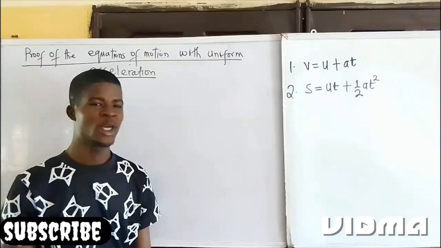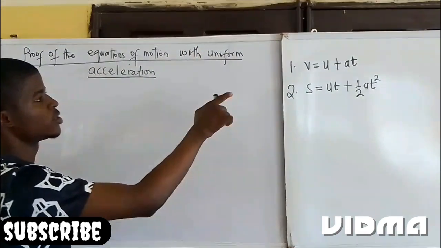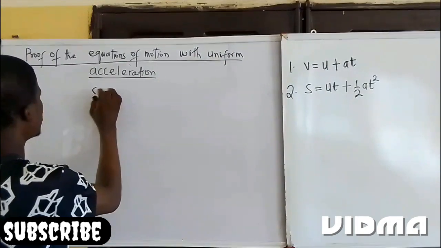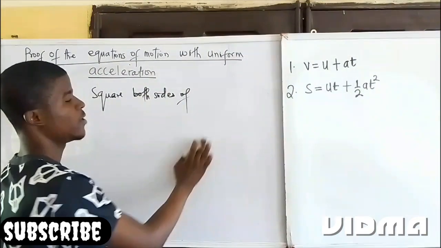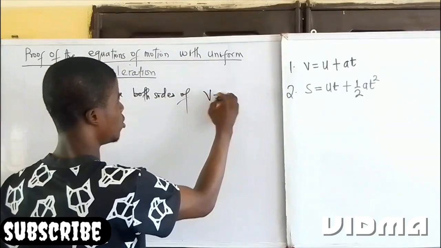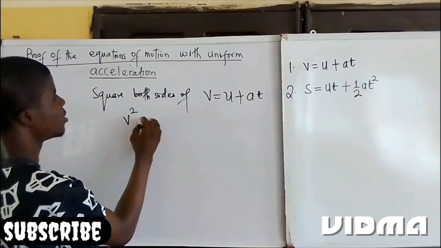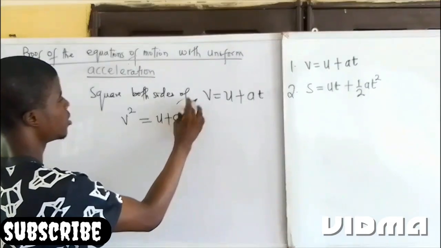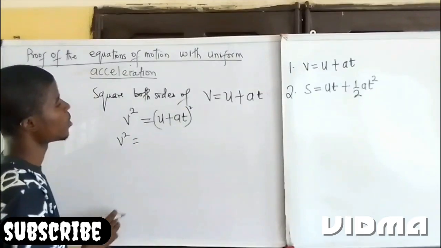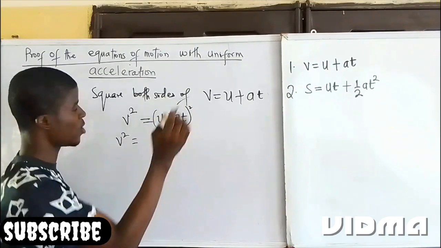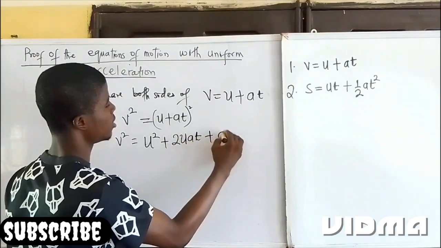Alright, it's getting more interesting. To get the third equation of motion, what do we do? We'll square both sides of the first equation. So I will square both sides of the first equation of motion, which is this, V equal to U plus AT. So let's square it. V squared is equal to U plus AT all squared. That's it. So V squared is equal to, if I square U plus AT, this is what I will have. U squared plus 2UAT plus A squared T squared.